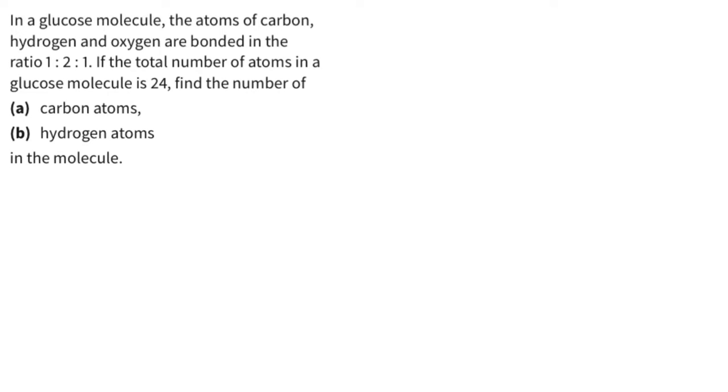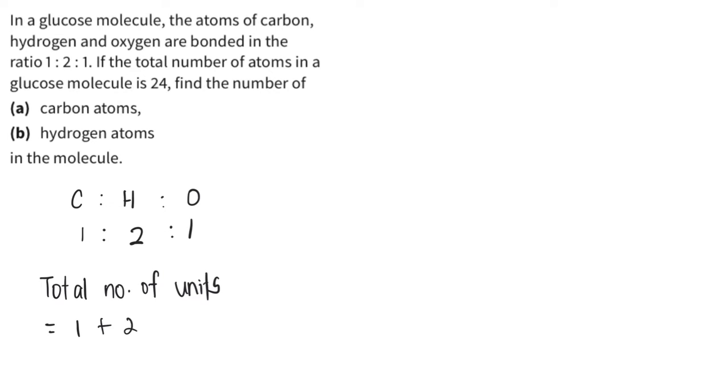Hello everyone, welcome to this problem where we are given the ratio of carbon to hydrogen to oxygen as 1:2:1. So the total number of units would then be 1 plus 2 plus 1, which is 4.